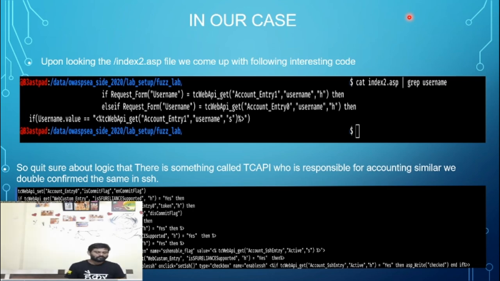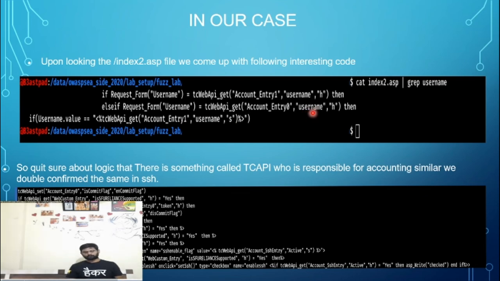Upon looking at the index2.asp file, we come up with the following interesting code. This is the firmware I extracted, and here I see that if the request form username should be TCWebApi_get AccountEntry1 and Username, then else if request form username TCWebApi_get AccountEntry0 and Username. Then if the username value is from AccountEntry1, username should be this string.